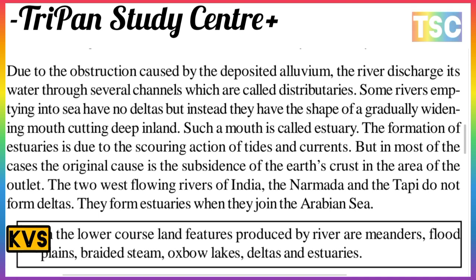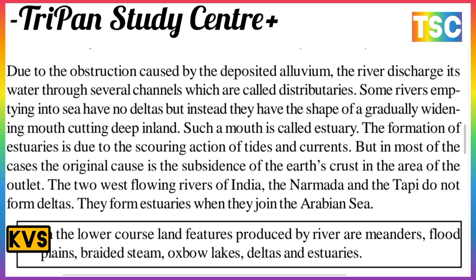Some rivers that empty into the sea have no deltas, but instead have a shape gradually widening, with the mouth cutting deep inland. Such a mouth is called an estuary. The formation of estuaries is due to the scouring action of the tides and currents, but in most cases it is due to the subsidence of the earth's crust in the area of the outlet. The two west-flowing rivers of India, the Narmada and the Tapti, do not form deltas. They form estuaries that join the Arabian Sea.